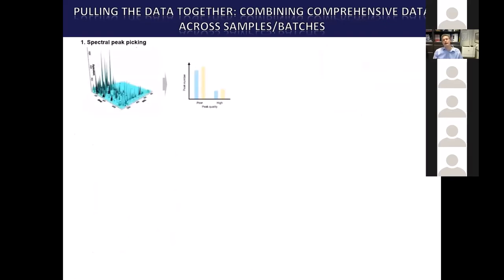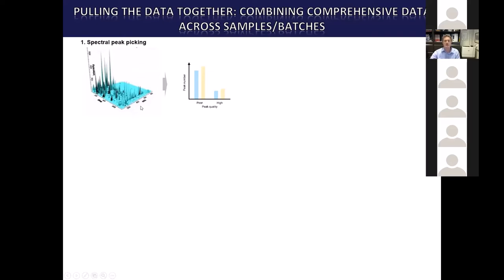Okay, so it's important to think about what happens to this data once we've collected it, because we're interested in the comprehensiveness of what we can capture, particularly for the discovery metabolomics experiment. And so what we need to do is make sure that we can comprehensively put that together into a single data set for analysis.